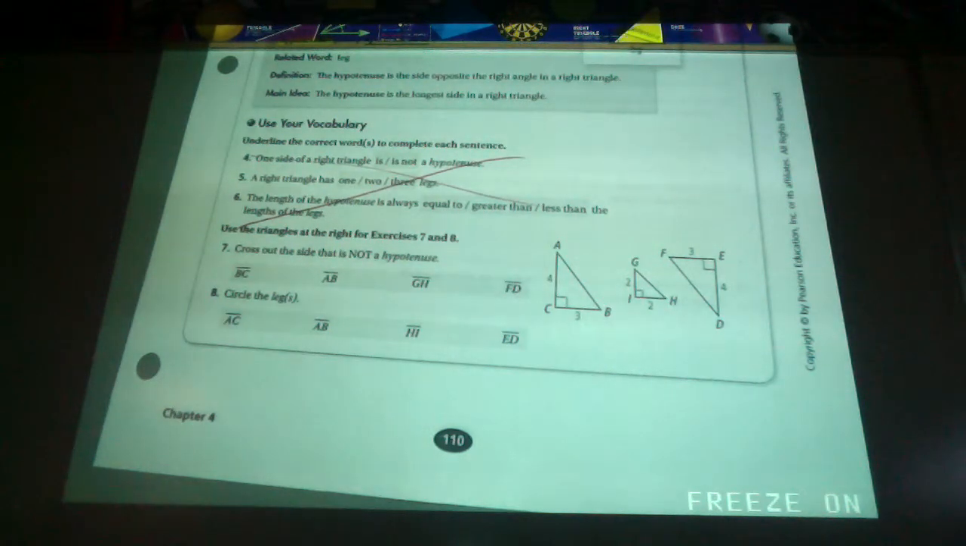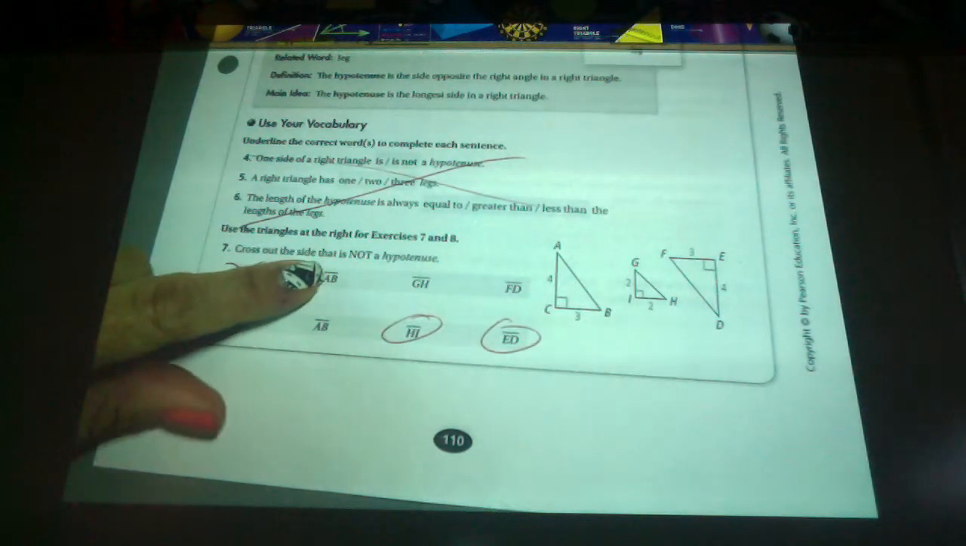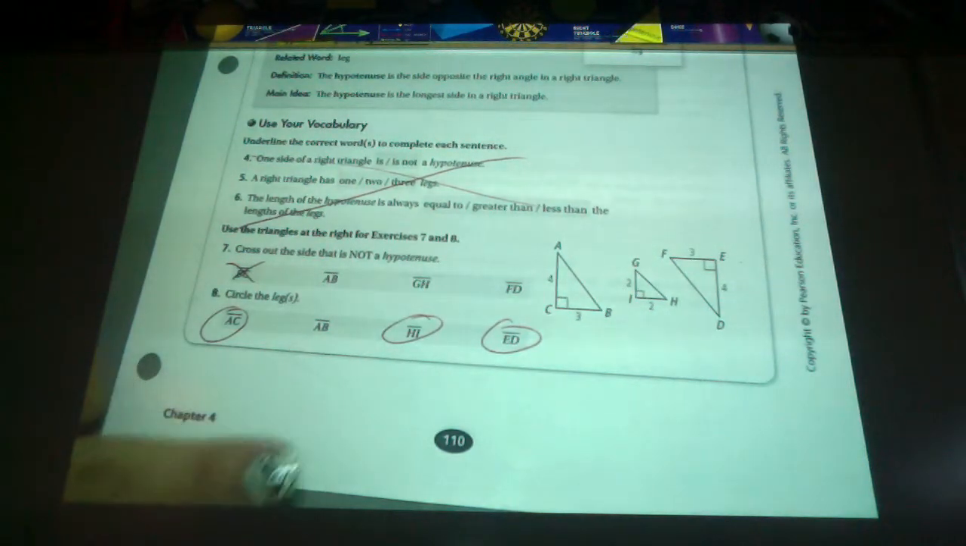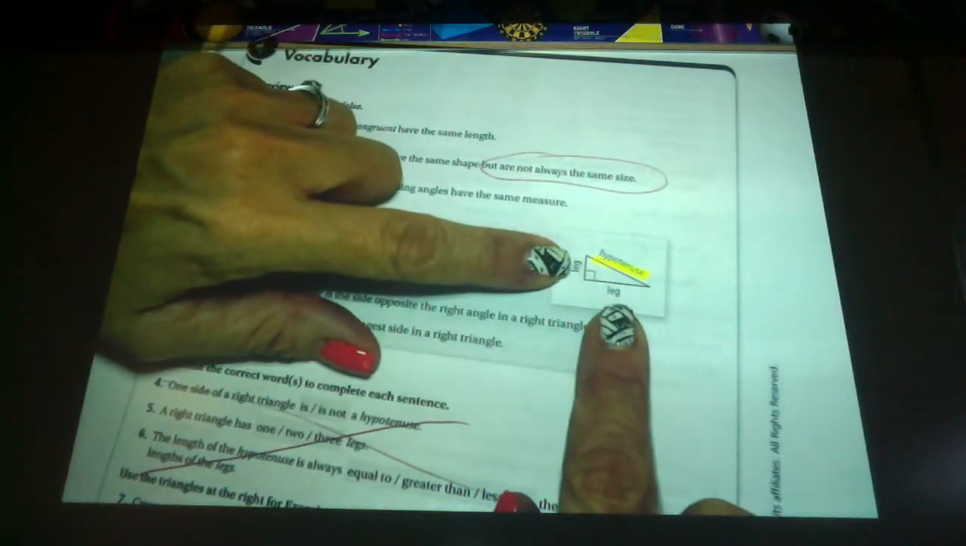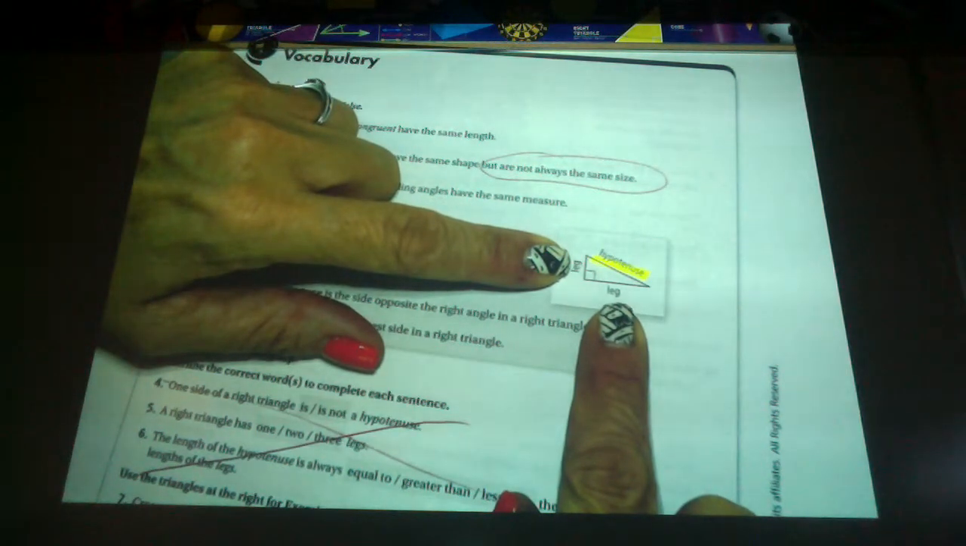Make sure that you know that the legs are the two sides that are created by the 90-degree angle, or they are the two sides that create that 90-degree angle. So on this one, this is the hypotenuse, and these ones circled are the legs. So the legs on your right triangle always create that 90-degree angle. And they're the ones that are not the hypotenuse. They're the ones that are touching the 90-degree angle, not opposite it. So then flip.